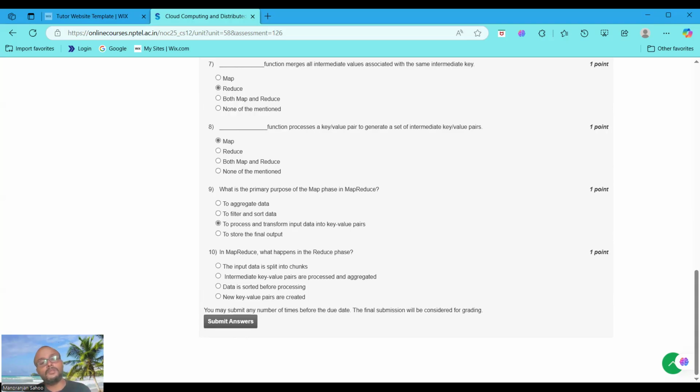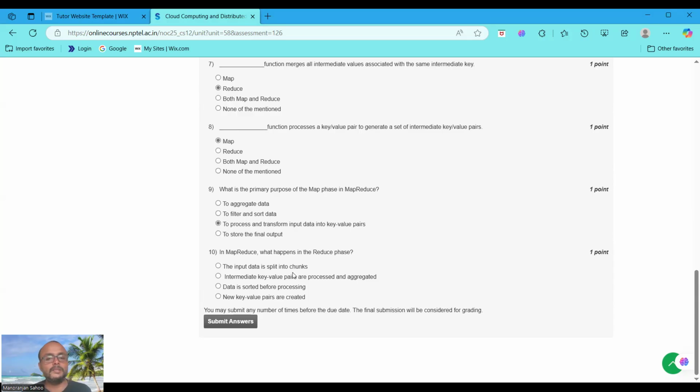What about the other options? Option A is saying aggregation, which is the reduce phase's role. Option B shows sorting, which occurs between map and reduce, not in map. Option C is the correct option. What about option D? To store the final output, which is a function of reduce, not map. That's why I choose option C, to process and transform input data into key value pairs.